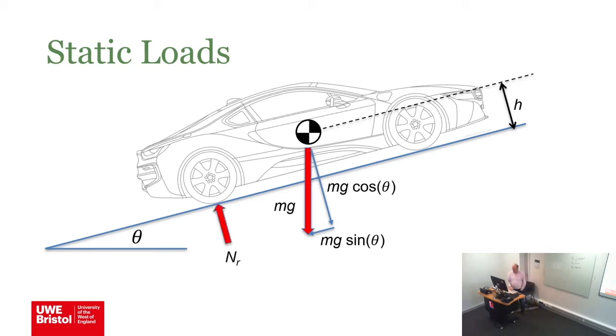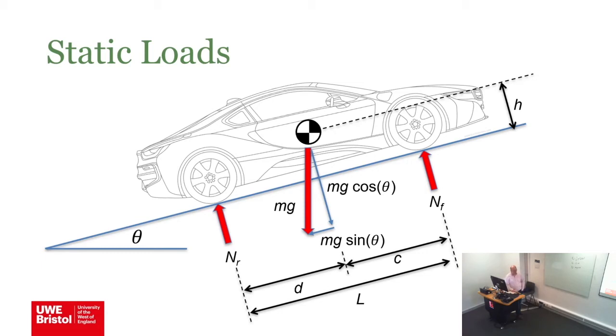You've got the normal load at the back wheels, NR. You've also got a load at the front wheels, NF. And the distance between those points, NR and NF, is known as the wheelbase, that's L. So the distance between the front axle and the back axle. And then we've divided that wheelbase into C and D, which are the distances between the front axle and the centre of gravity point, and the rear axle and the centre of gravity point. So C plus D equals L.